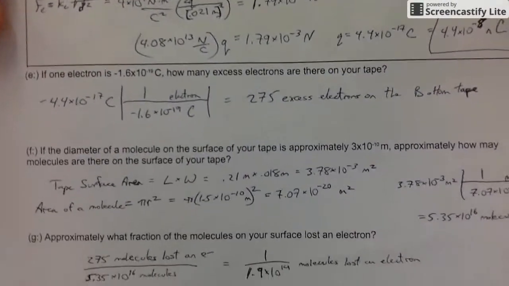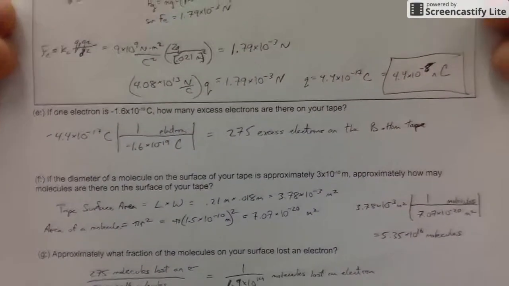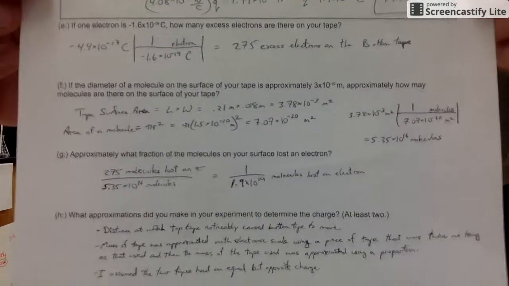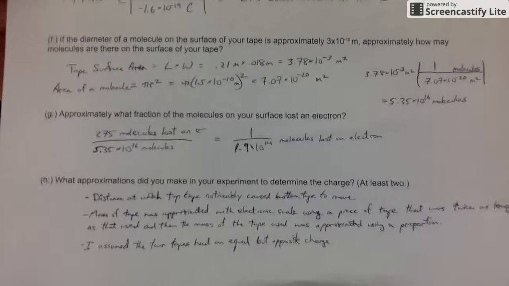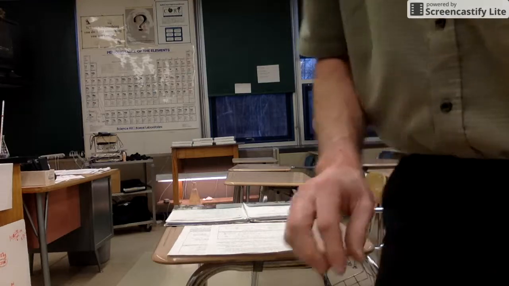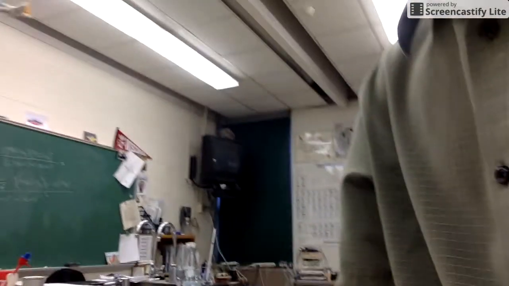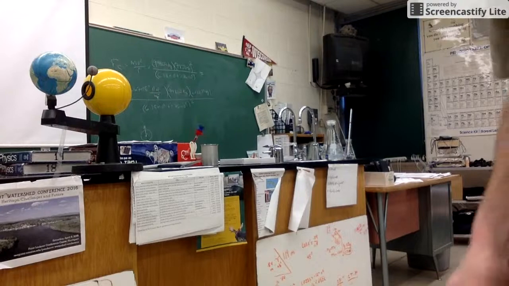I found a little bit smaller charge on my tape than what the reading had suggested when they worked through this problem. And therefore, I also found a fewer number of electrons spread out among the tape. But it still seemed to come out with a reasonable estimate based on the charge that I did have.